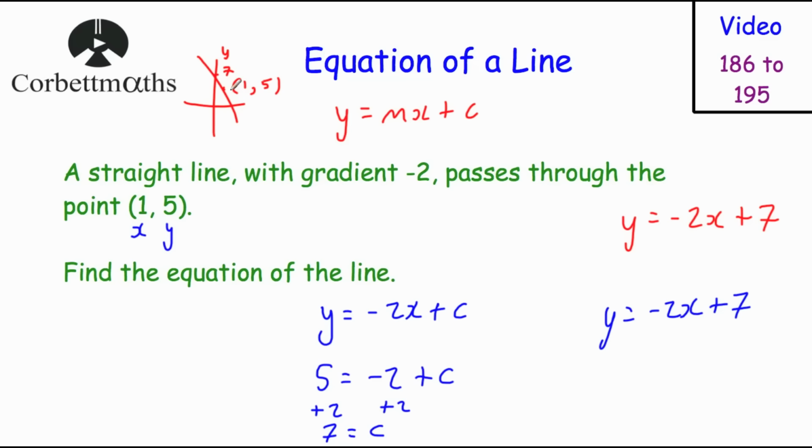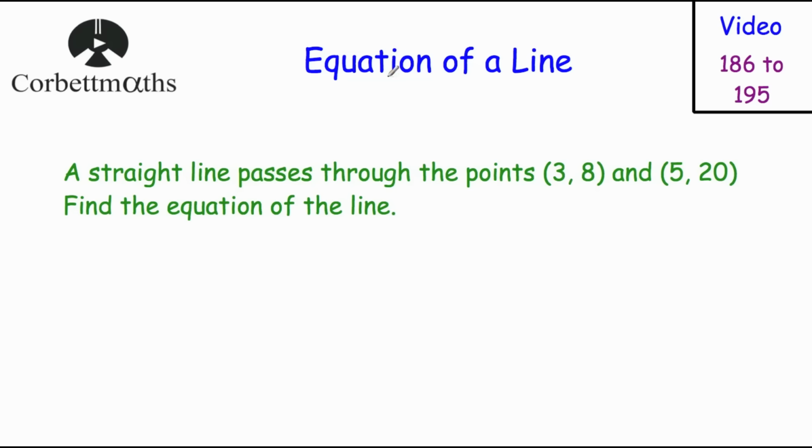Whenever it was 1, 5, we could just go across 1 square and go up 2 and find out that it was 7. This approach means that you can find it out quite quickly and easily, no matter where this point is. Okay, let's have a look at our next question.